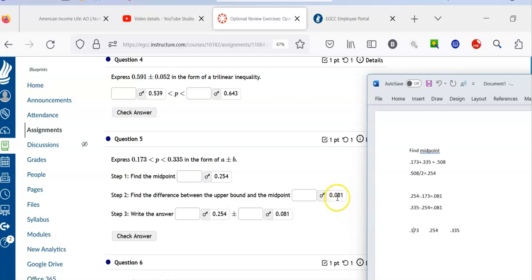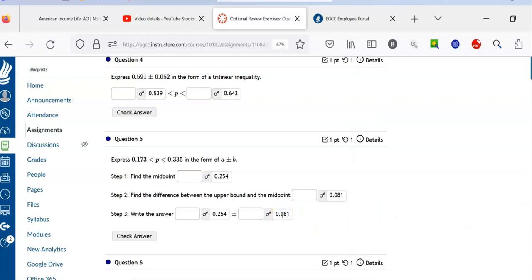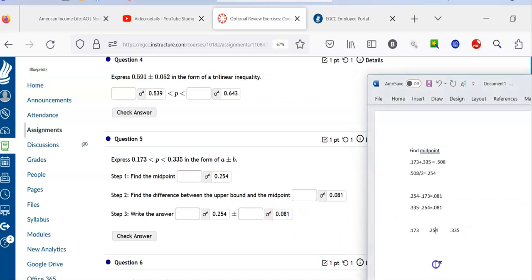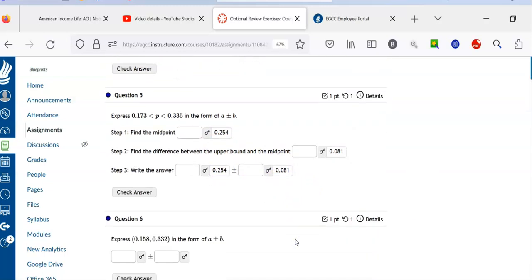The distance between this one and this one is the same as between this one and this one, which is 0.081. So we write the answer as 0.254, which is the midpoint, the number right in the middle, and I'm going to add and subtract 0.081 to get the two numbers that I'm looking for. Add and subtract. Hope that makes sense.